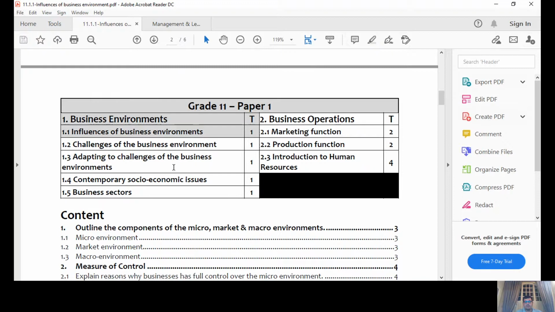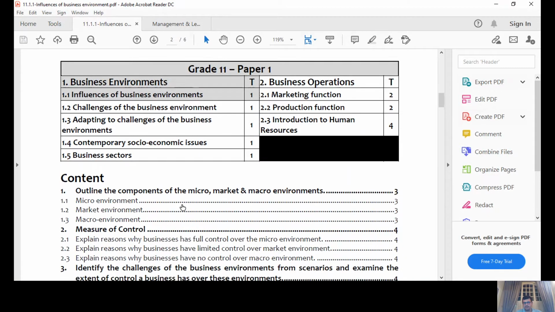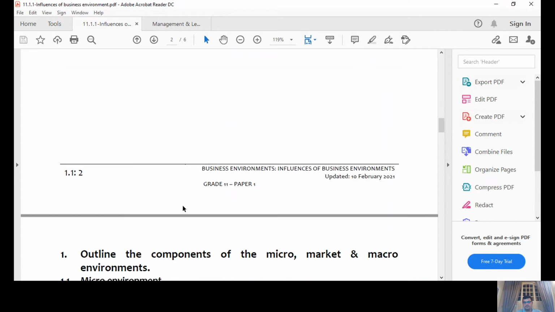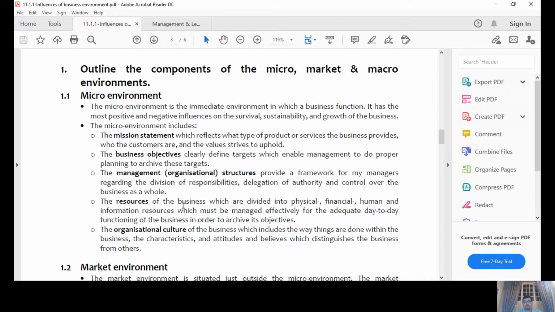It'll have a little bit of an overview. You'll see grade 11 paper 1, business environments, and we are specifically doing the chapter on the influences of the business environment. If you turn the page, we'll see here's the first question, and this is quite simple. It is just an overview. It's an outline of the micro, market and macro environments.